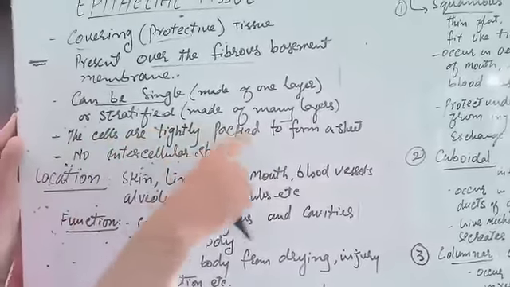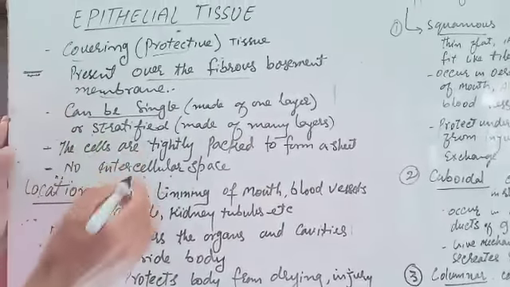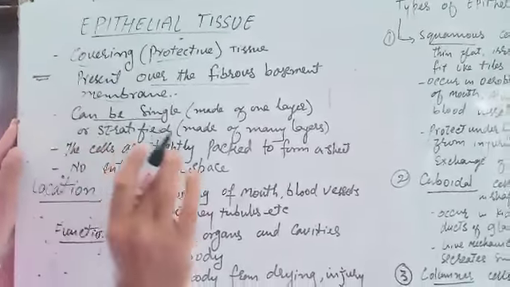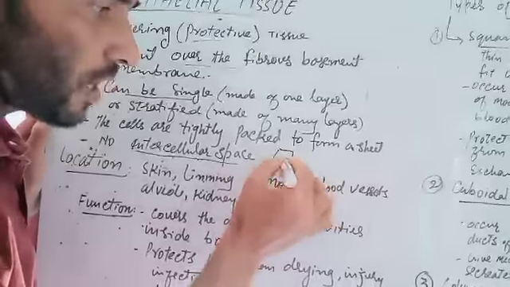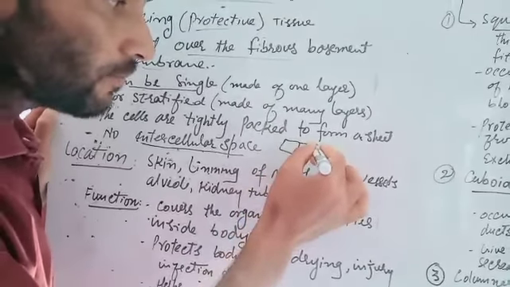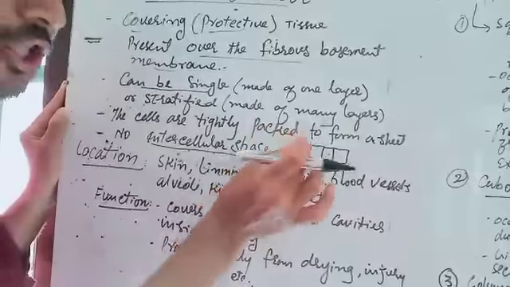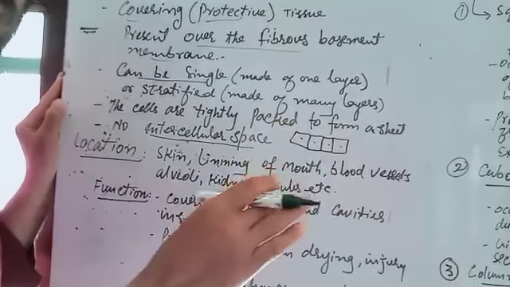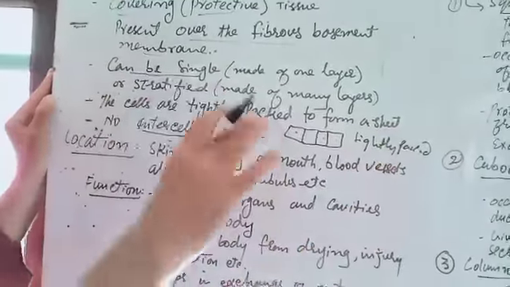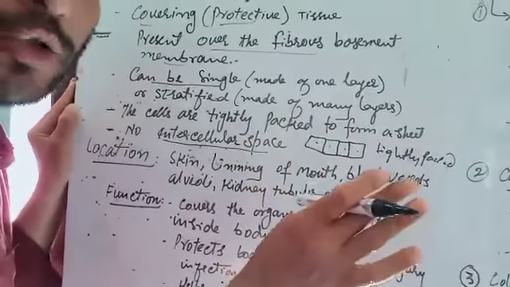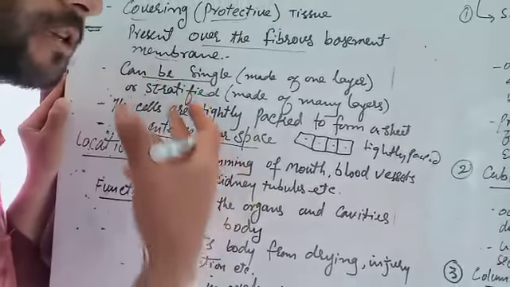Another point, the cells are tightly packed to form a sheet. The cells of the epithelial tissue are tightly packed and form a sheet-like structure. No intercellular space. That means if this is one cell, the second cell is present with it, then a third cell, a fourth cell, they form sheet-like structures with no intercellular space. They are tightly packed, like the tiles which are fixed in the floor.